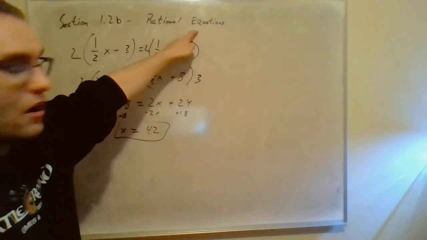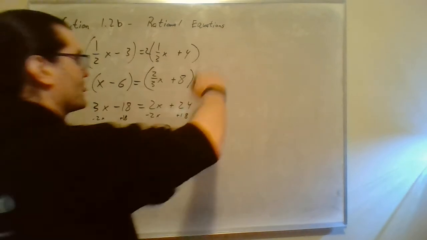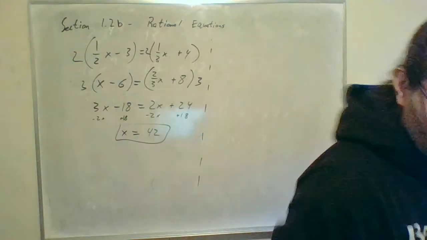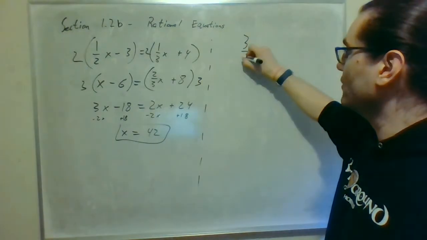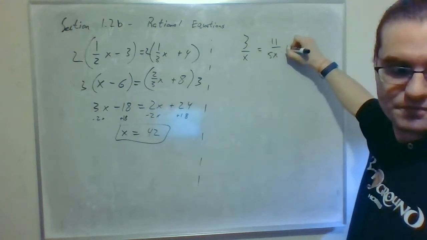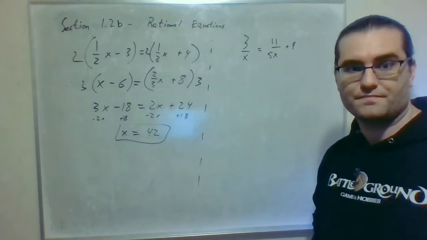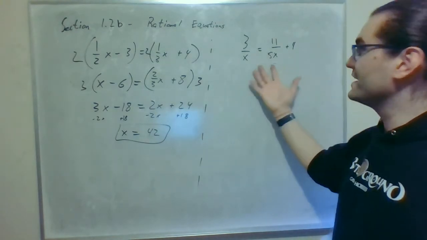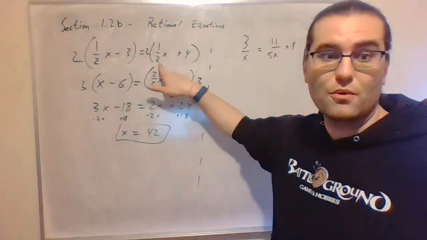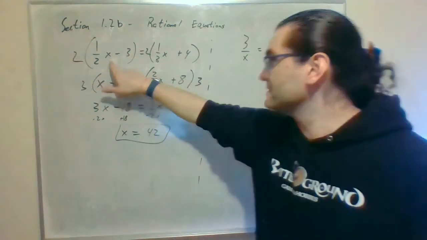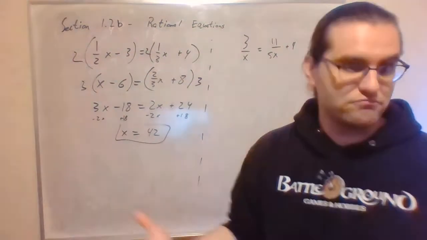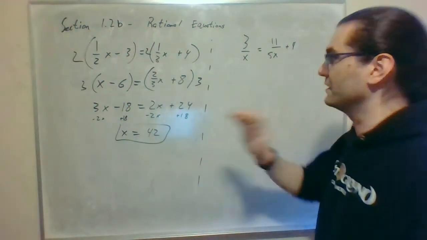Rational equations are a little bit different, but they follow a lot of the same principles. A rational equation might look something like 3 over x equals 11 over 5x plus 4. The big difference is that in the previous equation we had fractions, but they were just coefficients. Our x's were very mundane x's, just x to the 1 power. There are no surprises, nothing weird is happening.